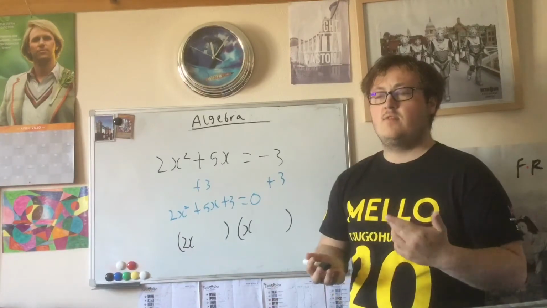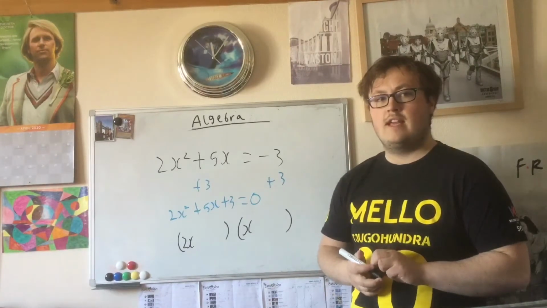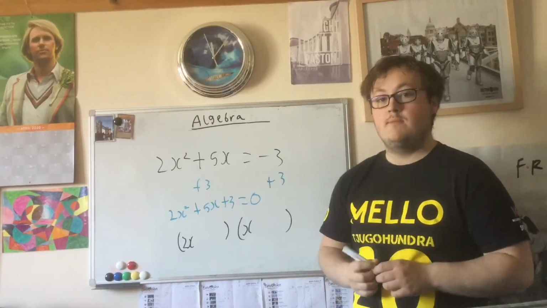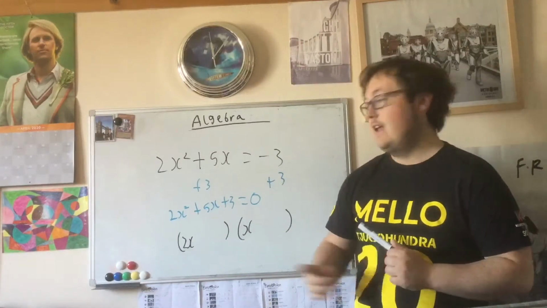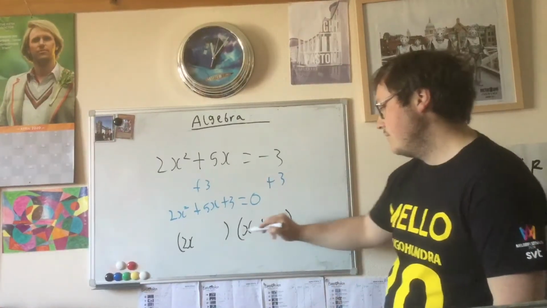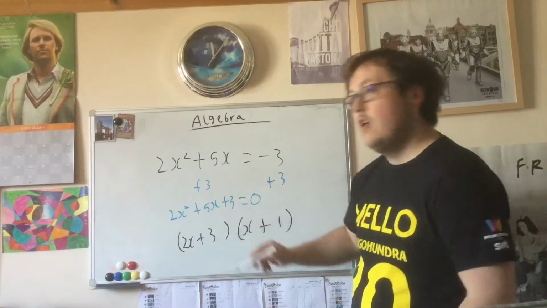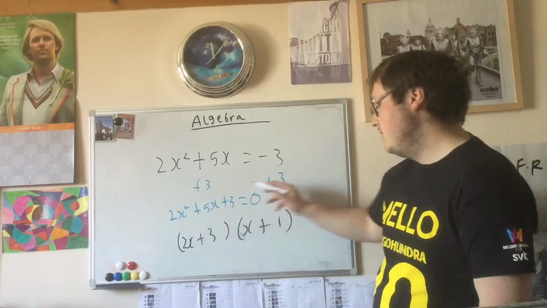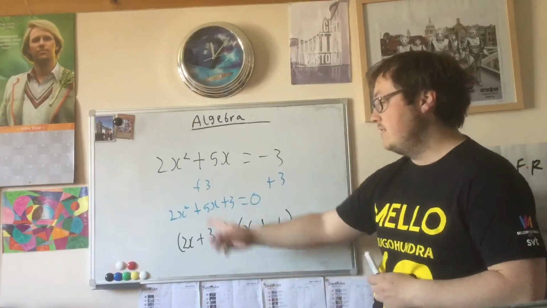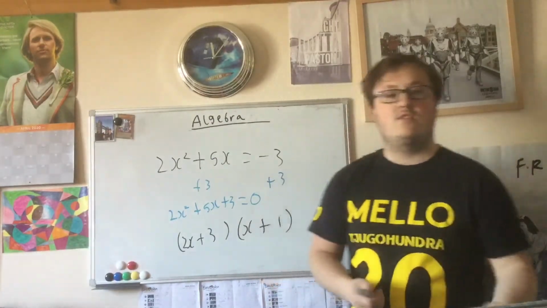So what is 3 times 2? That's 6. Add 1, that gets us 7. Does that make 5? No. What's 1 times 2? 2. Add 3. That does get us 5. So we put our 1 here and our 3 here. The reason why is because when we're timesing that 2x by 1, we get 2x, 3 by x, you get 3x, added together will get us 5x. You just need to account for that 2x.